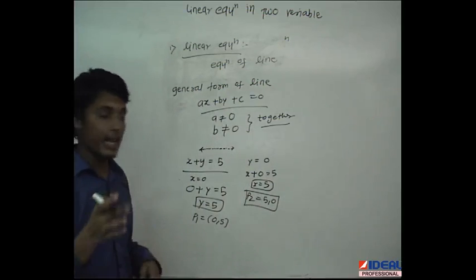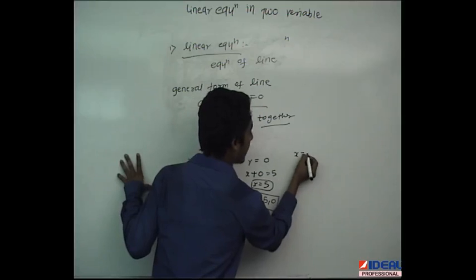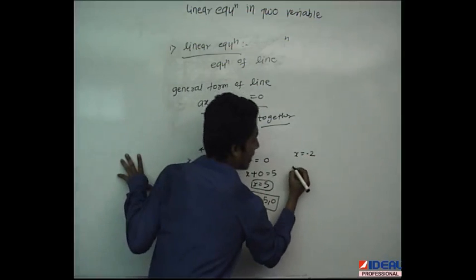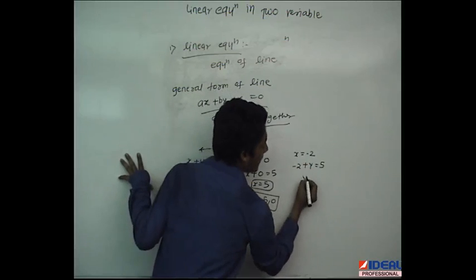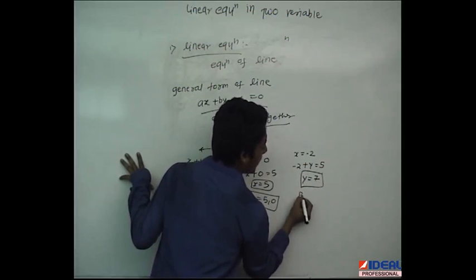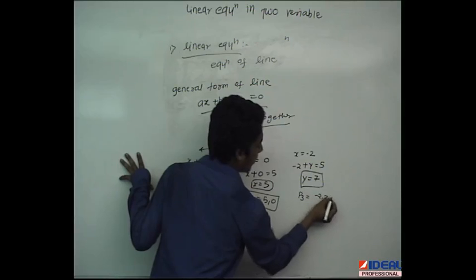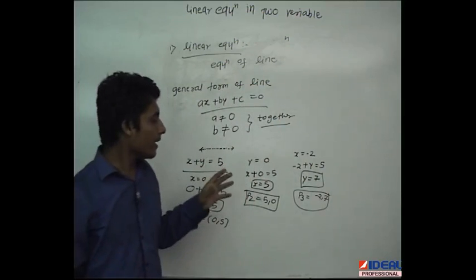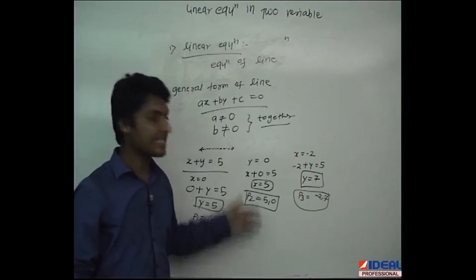I can substitute any real number. So one more example, x is equal to minus 2. So the point becomes minus 2 plus y is equal to 5, so y is equal to 7. So my point becomes P3 (minus 2, 7). So if any equation of a line is given, we can find points by this method.